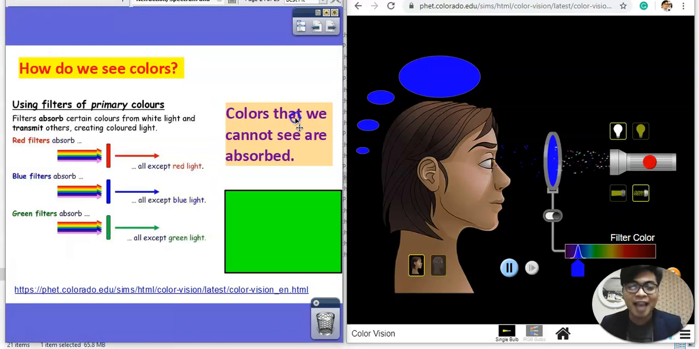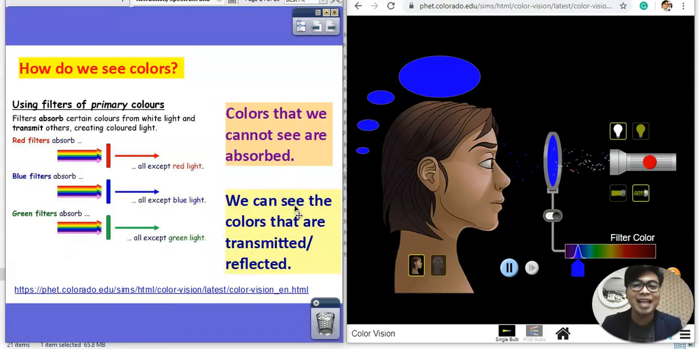Well, the reason for that is all the colors that we cannot see are the ones that are absorbed, and the colors which are transmitted, or on the other hand, reflected, are the colors that we see. So when we see blue through the blue filter, the blue filter here absorbs all the colors except for the color blue, and that's why we see blue light.